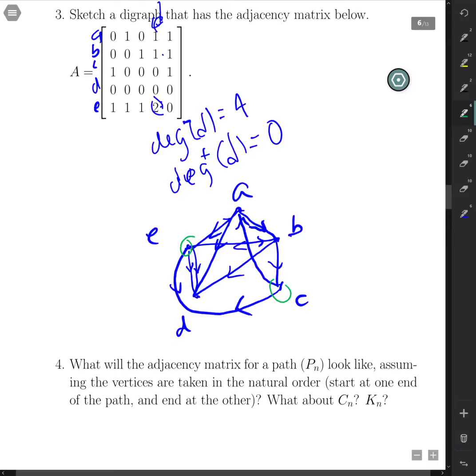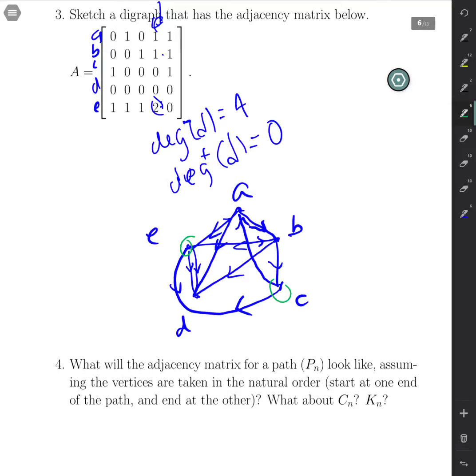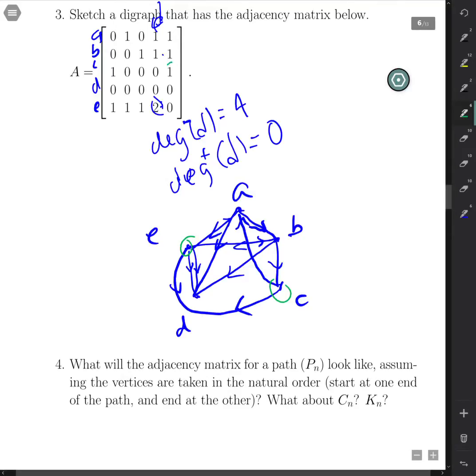Your edges don't have to be straight lines, just so as to avoid drawing edges over edges if you don't have to. And so that corresponded to this number one here that goes from C to E, and this number one here that goes from E to C. So that's this direction for the last one there, E to C.